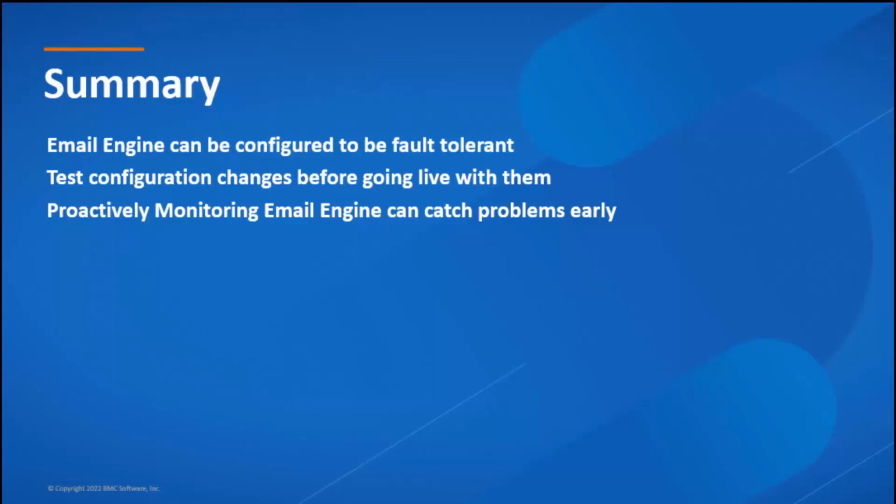So in summary, I want you to know that the email engine can be configured to be fault tolerant, and you should configure it to be that way. You should also test configuration changes before you go live with them. Use the test utility, create a disabled mailbox that you can test, and then find out if these new settings work before you go live with them. Proactively monitoring the email engine can catch problems early and before your end users detect them. So it's really a good idea.